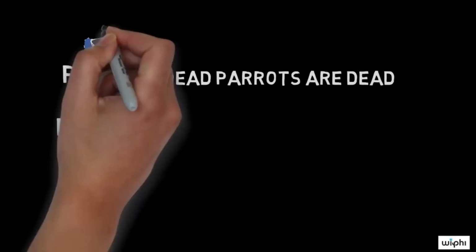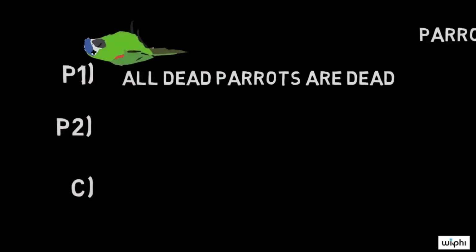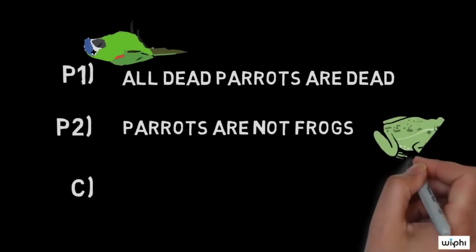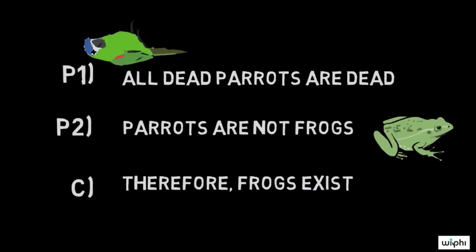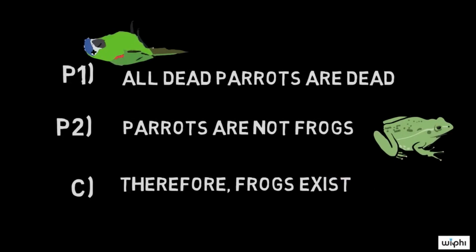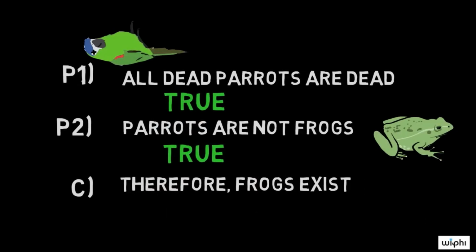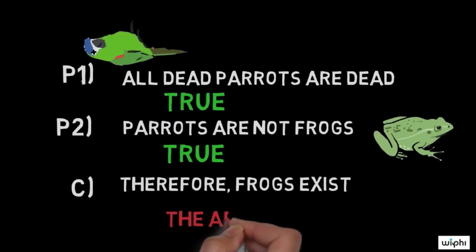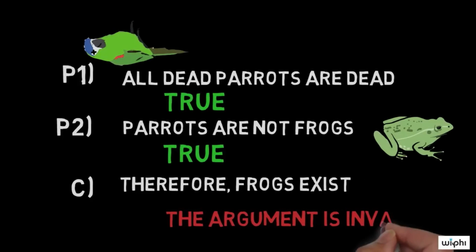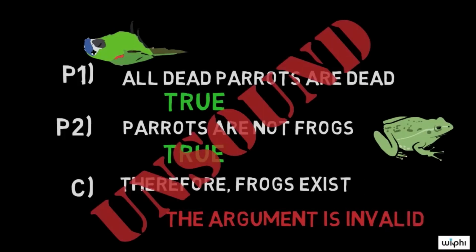Consider another example. Premise 1. All dead parrots are dead. Premise 2. Parrots are not frogs. Conclusion. Therefore, frogs exist. Both premises of this argument are true, so this argument satisfies the second requirement for being a sound argument. However, it doesn't satisfy the first requirement because the argument is invalid. The conclusion does not follow from the premises. So this is an unsound argument, even though all the premises are true. Note that the conclusion is also true, but that doesn't matter. It's still an unsound argument.